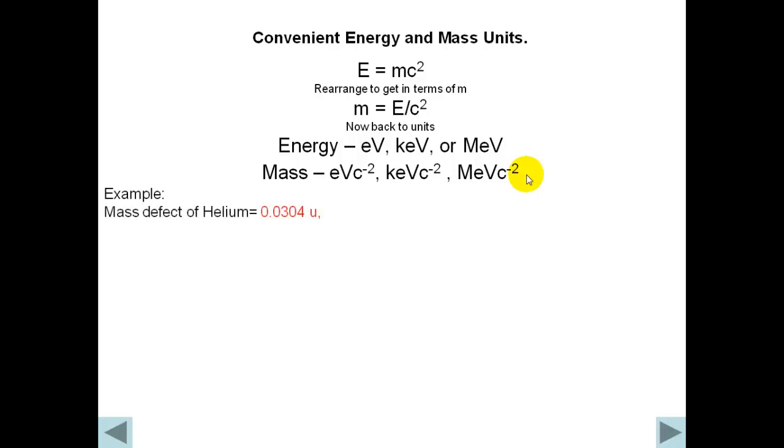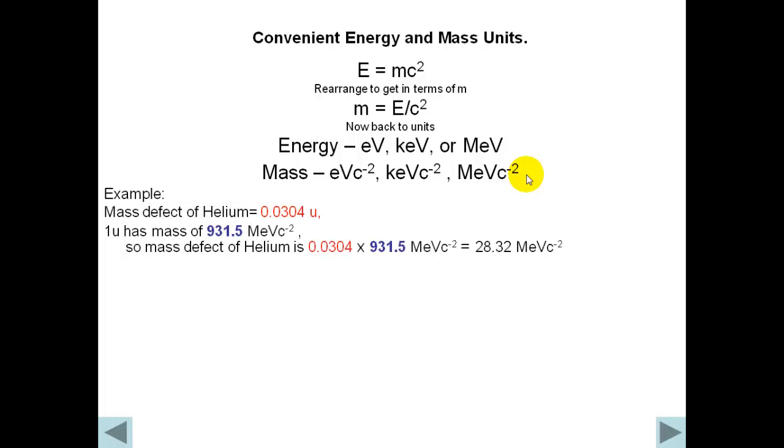An example: the mass defect of helium we've worked out is 0.0304 units. We know that 1 unit has a mass of 931.5 MeV c to the minus 2. We're given this in the data booklet. So the mass defect of the helium is 0.0304 units, and each unit is 931.5 MeV c to the minus 2. So it makes the new mass defect 28.32 MeV c to the minus 2. This is the amount of mass that disappears.